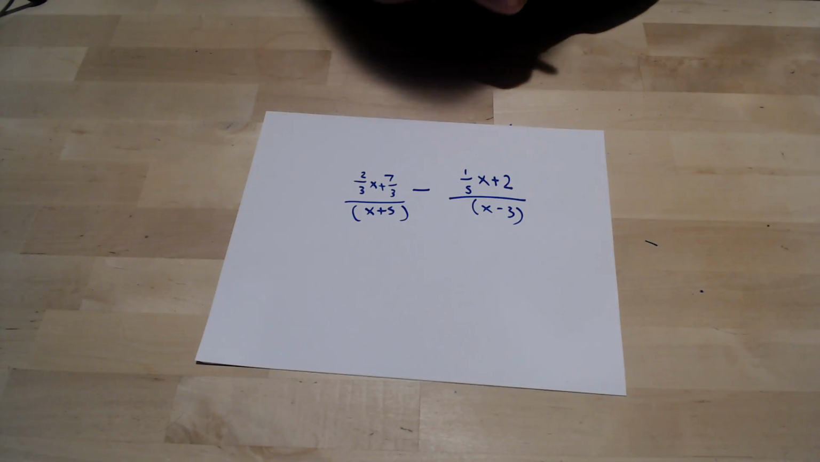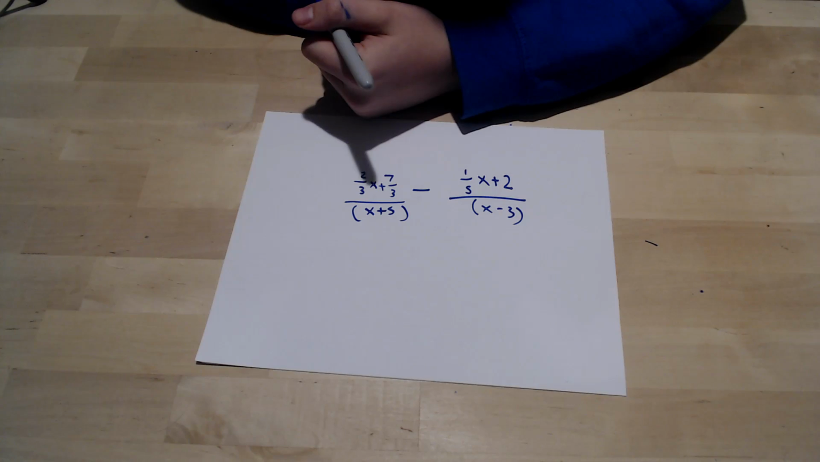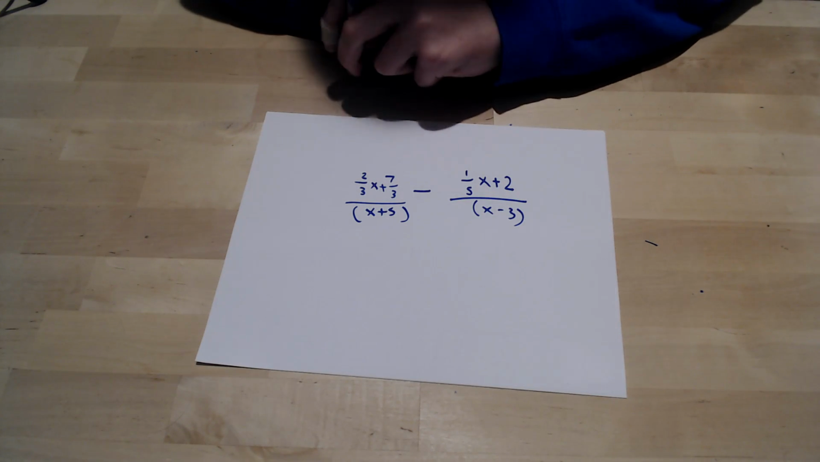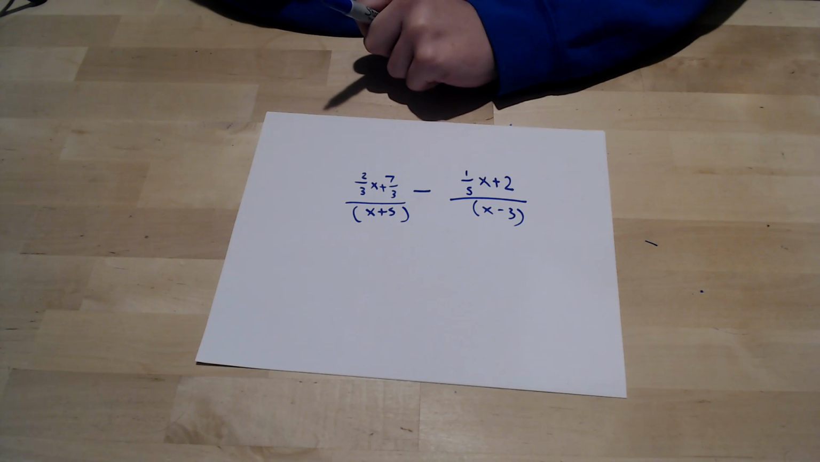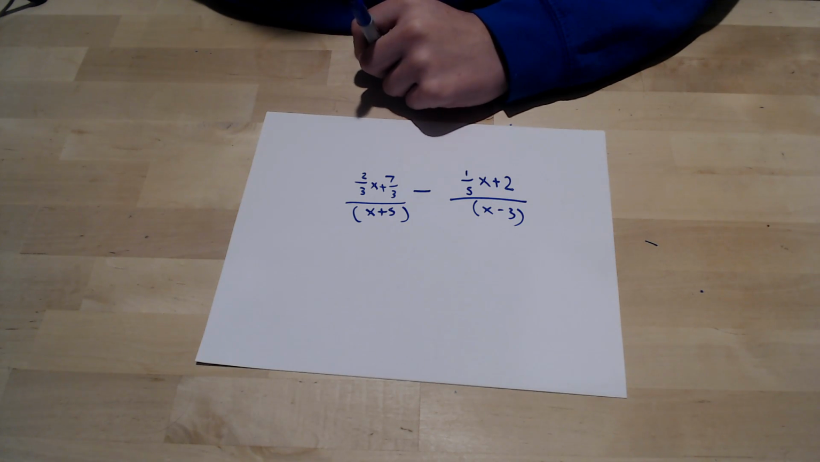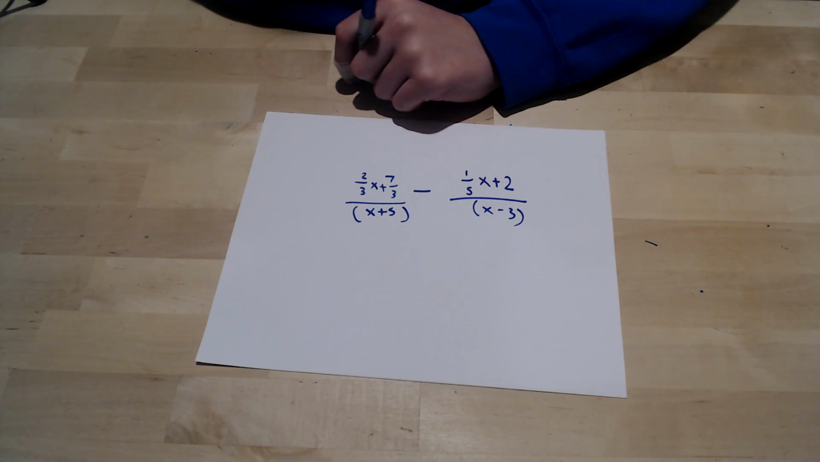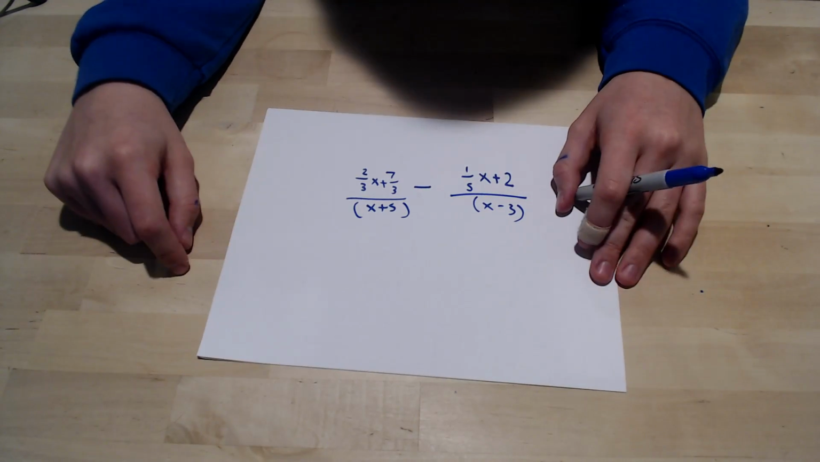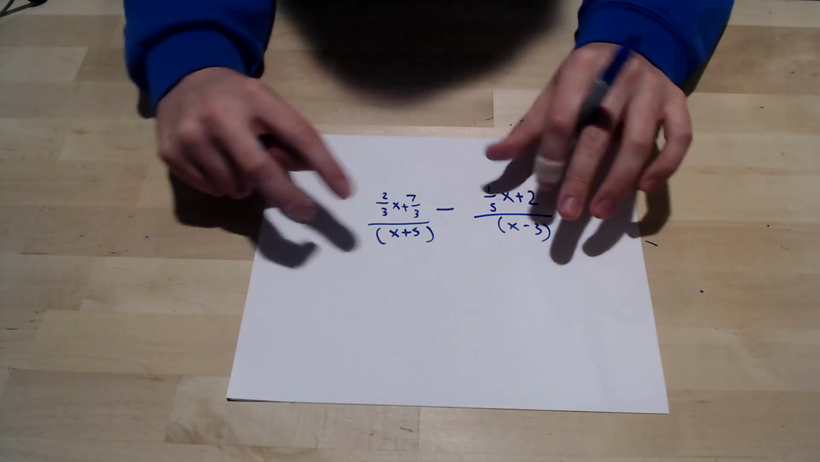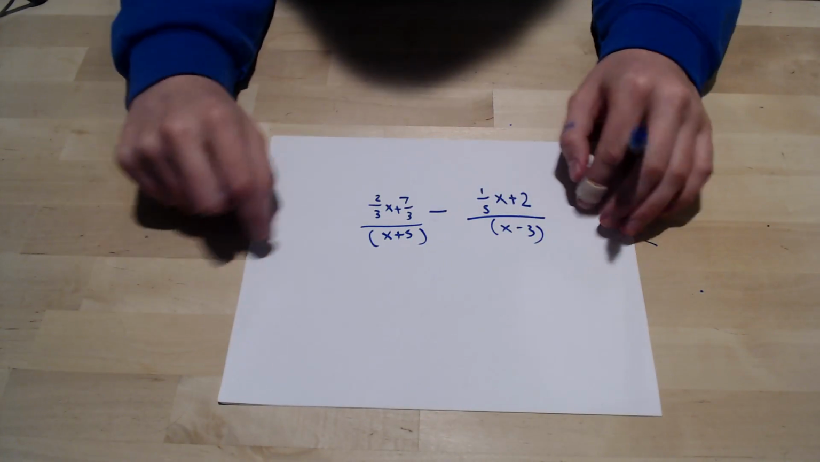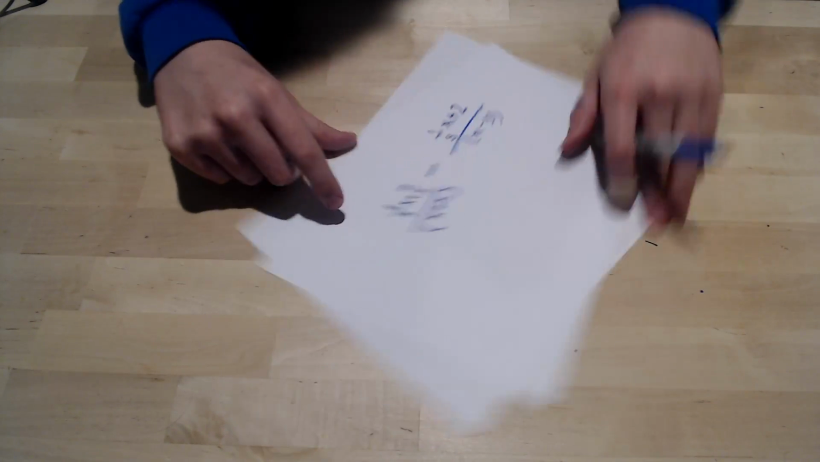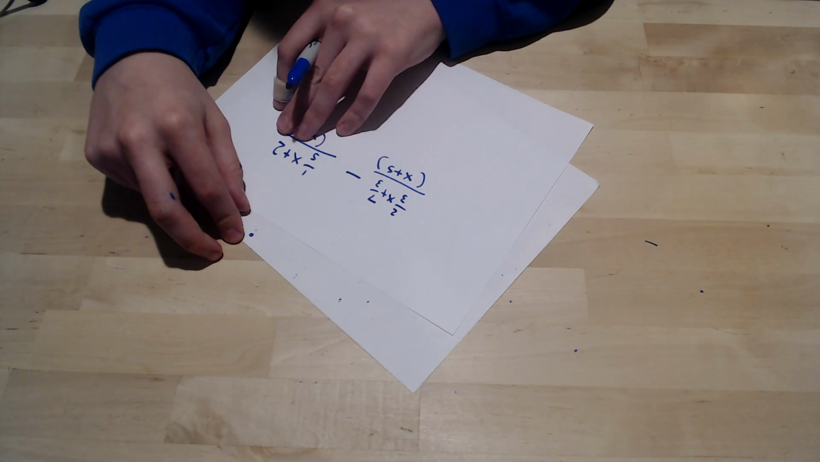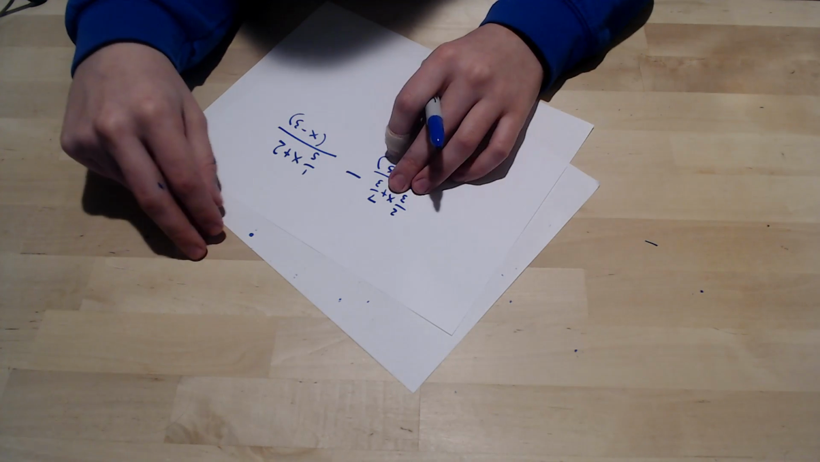So the complicated seeming rational functions that I've chosen for us to subtract are 2/3 x plus 7/3 over x plus 5 minus 1/5 x plus 2 over x minus 3. And yes, this does seem very complicated, but the best thing to do here is you need to have common denominators. Here we don't. And the best way to get common denominators is just to multiply the denominator of one side alongside the other on the other side.